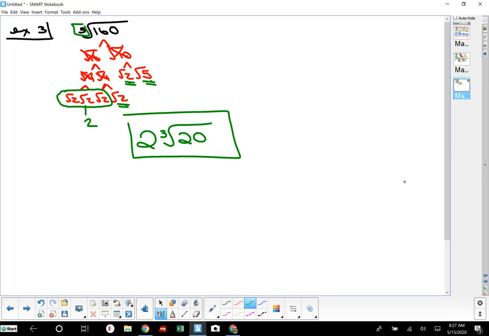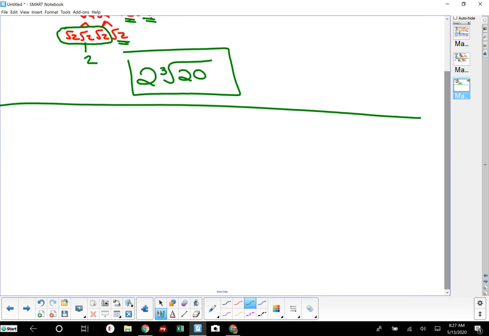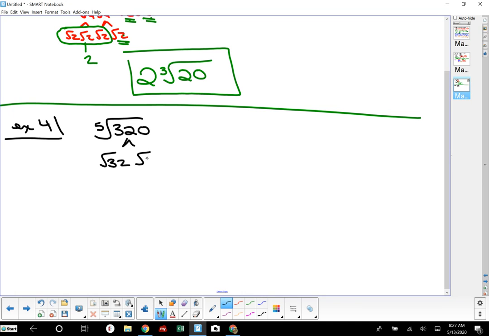Okay? What happens if you have a higher degree? Same basic idea, except you're going to circle different values. So let's do example 4. The 5th root of 320. Okay, I'm going to go 32 and 10. 10 goes to 5 and 2. 32 goes to 8 and 4. 4 goes to 2 and 2.